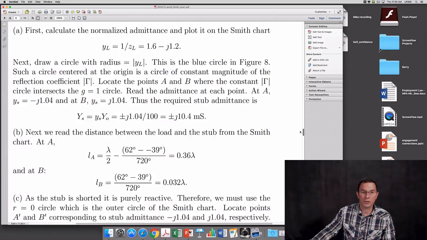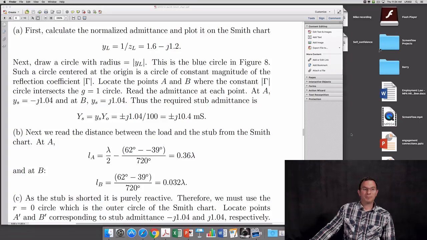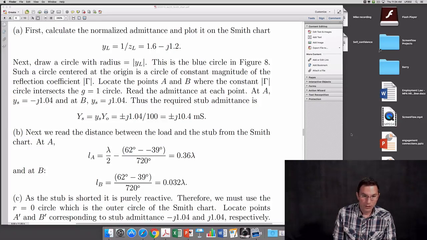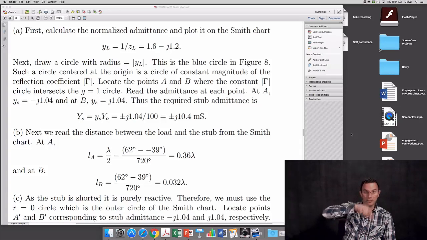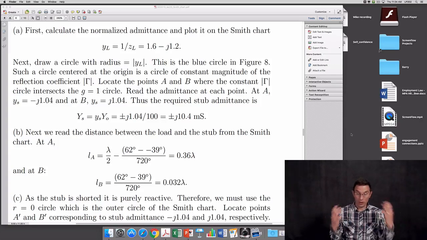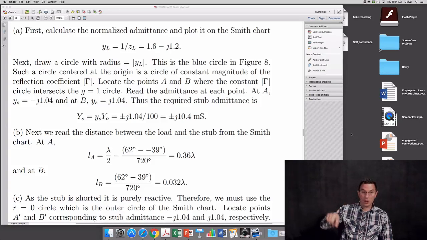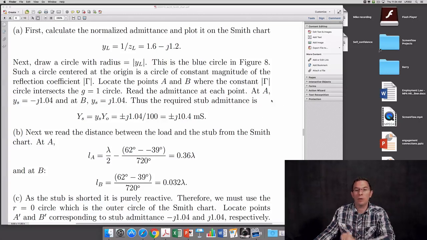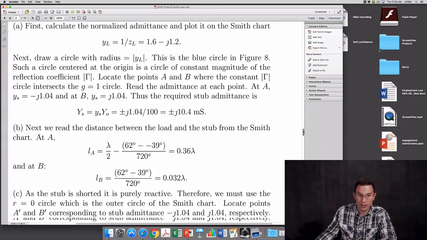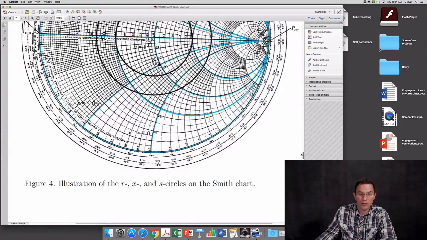All right, we've drawn our circle. Such a circle centered at the origin is a circle of constant magnitude of the reflection coefficient gamma also. So along that blue circle, not only is the magnitude of your load the same, the magnitude of the reflection coefficient is also constant along that circle. Now, the next thing we want to do in order to achieve the match is find the points A and B where that constant magnitude of gamma circle intersects the G equals 1 circle.